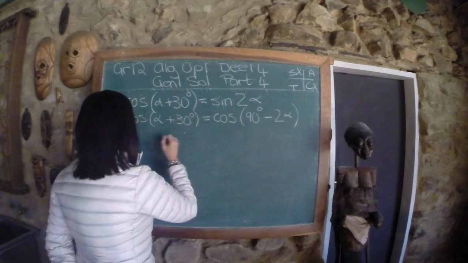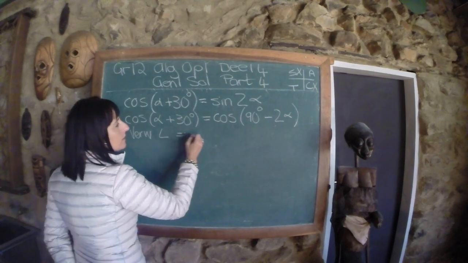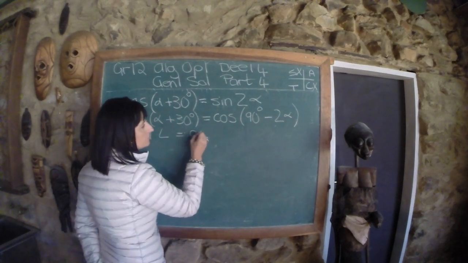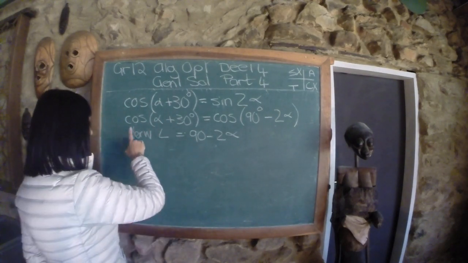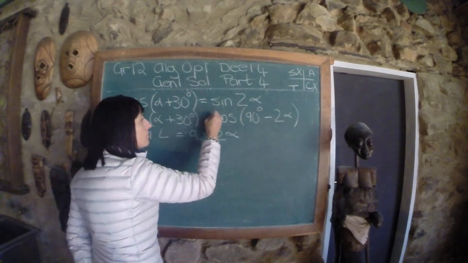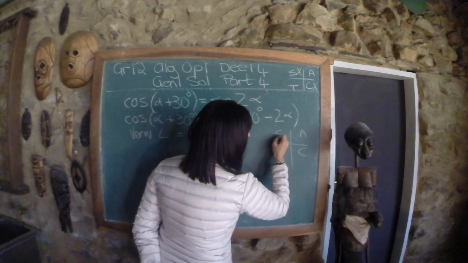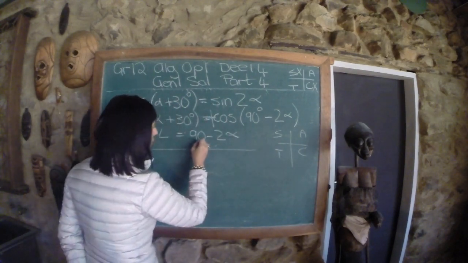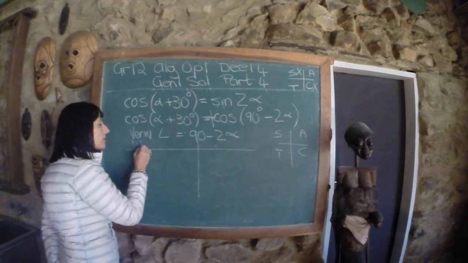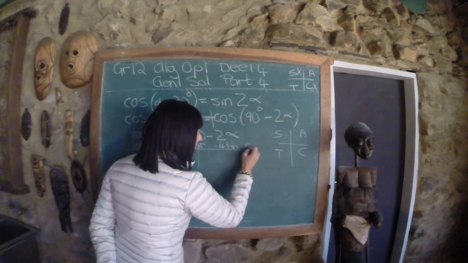Ons het weer eens 'n verwysingshoek. I'm gonna pick the right hand side angle as my reference angle, and now I'm going to ask myself, in watter kwadrant is cos positief? Cos is positief in die eerste en in die vierde kwadrant. So I'm going to pick my quadrants. First quadrant or fourth quadrant.